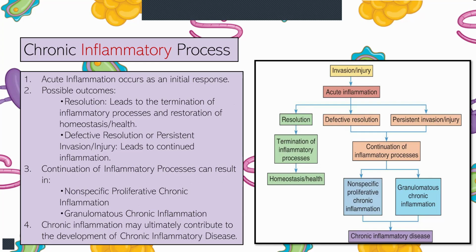Some individuals develop nonspecific proliferative chronic inflammation, where ongoing immune responses cause widespread tissue damage or fibrosis. Others have a condition characterized by formation of granulomas, which is called granulomatous chronic inflammation. And these are clusters of immune cells attempting to contain persistent irritants. If chronic inflammation remains unchecked, it progresses into chronic inflammatory diseases, which can contribute to long-term health complications. This pathway underscores the critical balance between effective resolution and persistent inflammation in determining health outcomes.